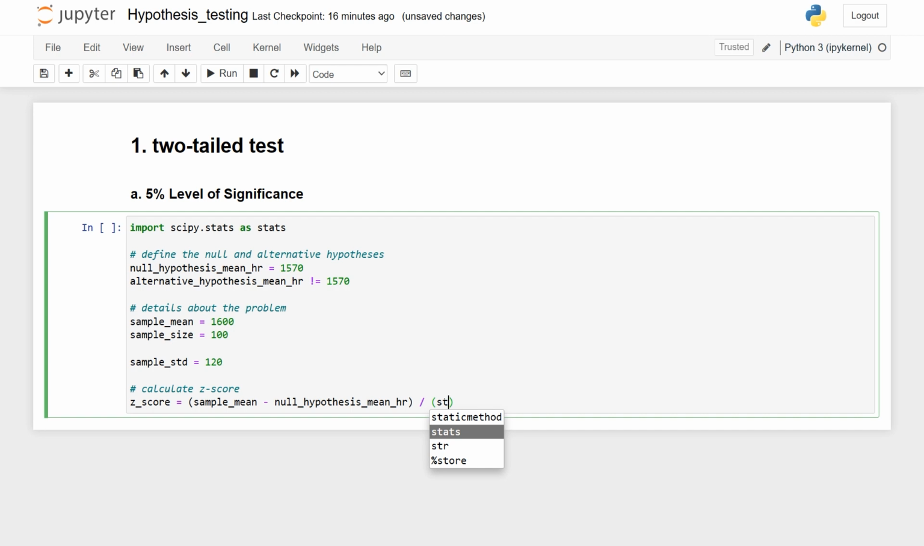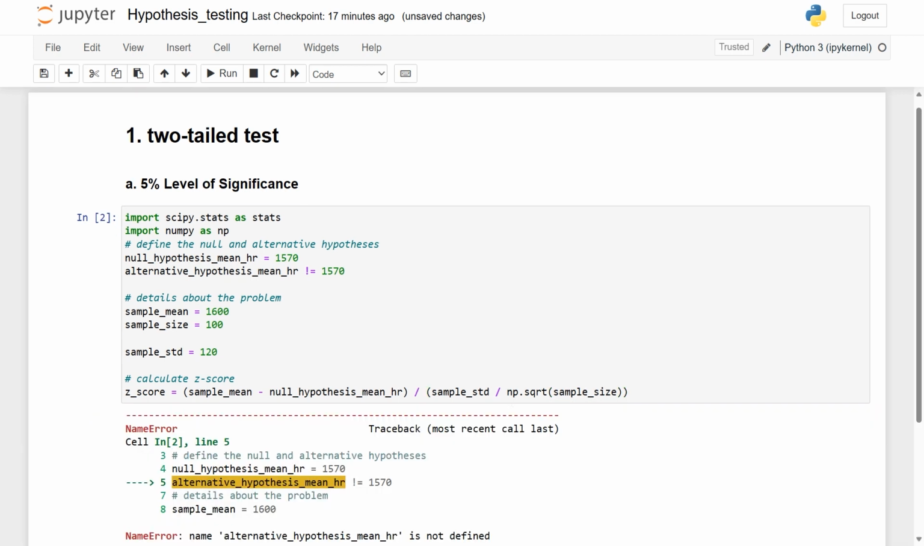Where is that? Our standard deviation, just a minute. Yep, the standard deviation was, okay, so let me call up the sample std, which is divided by, let me call up this too, import numpy as np, and np.sqrt of sample size. Okay, yep, there is some issue.